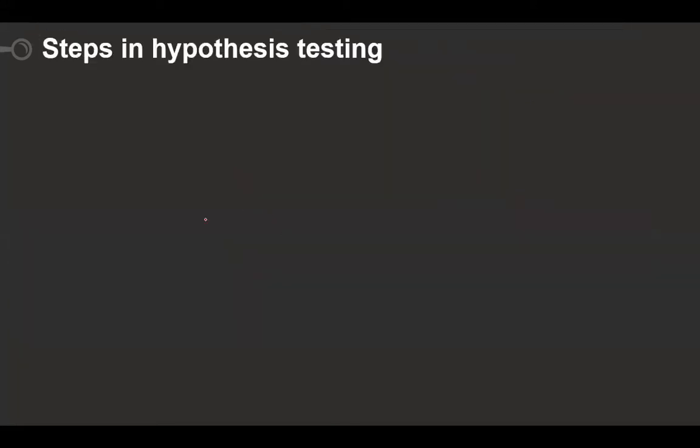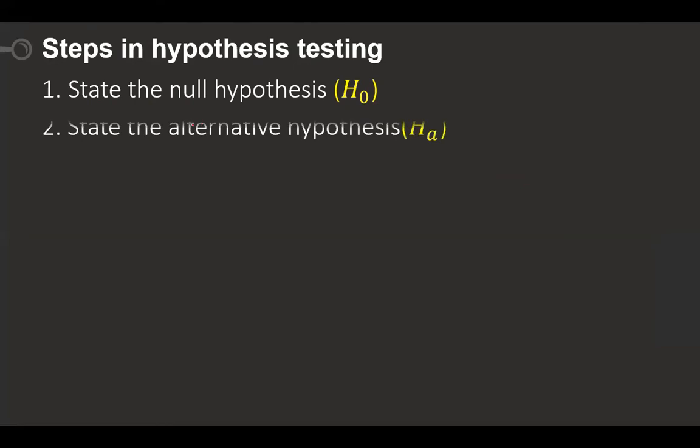See, what are the steps in hypothesis testing? First, state the null hypothesis. Okay, there is no difference, we usually say. Then state the alternative hypothesis. We can keep it as the first step. So I have given it as a 7-step process. You can take it as 4 steps also.